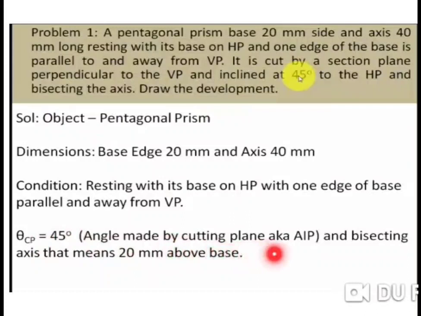Now in this they have given the cutting plane action. Cutting plane is inclined to which plane? It is inclined to HP. So single line cutting line is observed in the VP. Inclined to HP, that line is observed in the VP. And position of the cutting plane is that it is bisecting the axis. Bisecting, this word is important. Bisecting means the total height of the prism is 40 mm, so exactly at 20 mm it cuts the solid. At what angle? That is 45 degree.